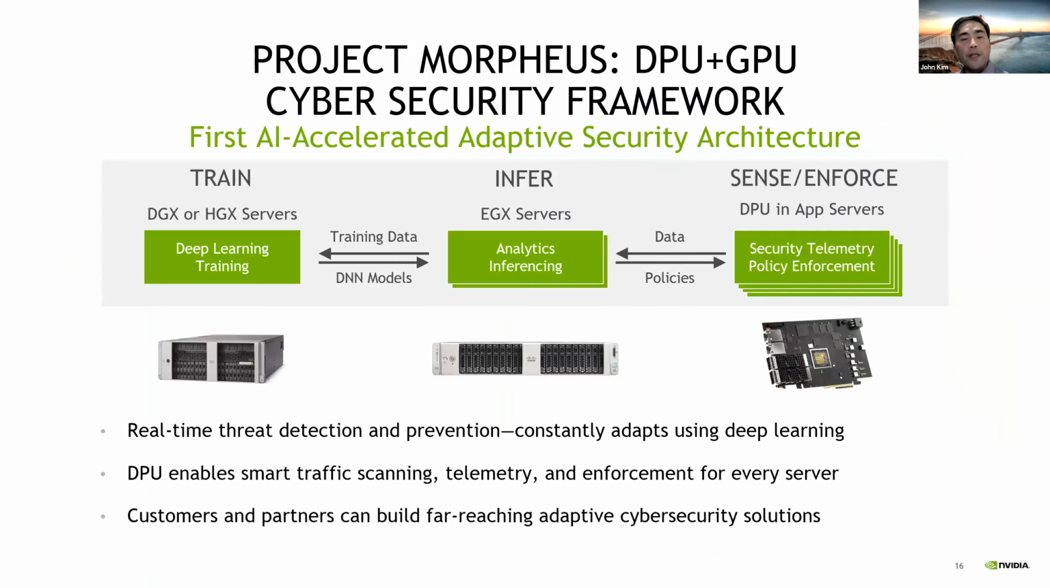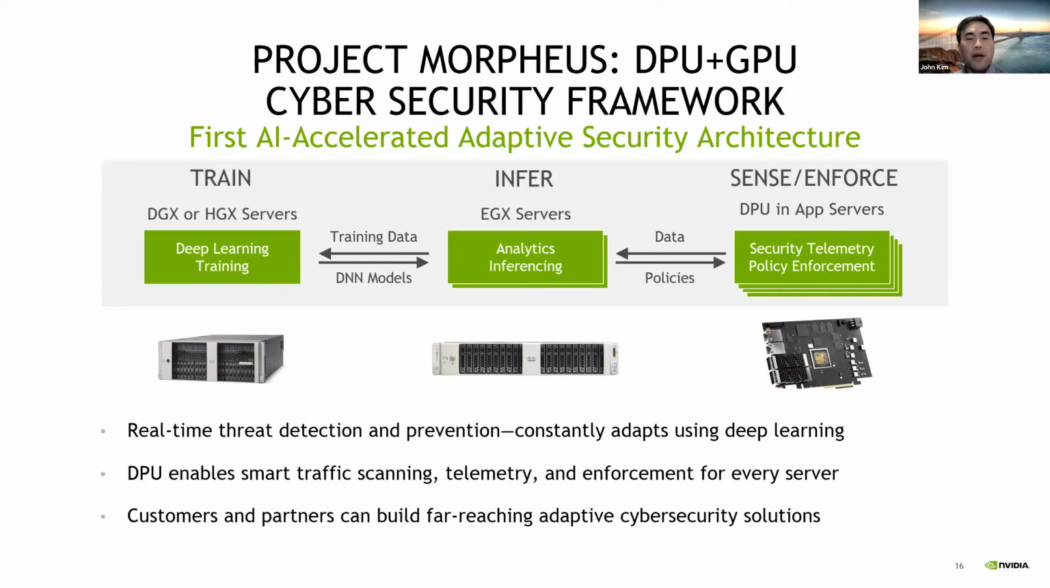And another big announcement from NVIDIA last week was in fact a security development platform called Project Morpheus. And this combines the power of the DPU, Bluefield, with the NVIDIA GPUs. And it allows security vendors to create a solution that is AI accelerated and it can be everywhere with the power of the DPU. So we have the ability to train these applications with DGX or HGX servers for deep learning and train them to recognize new kinds of security threats or train them to understand what is good behavior and what is bad behavior. And we can then do inference out there with EGX servers or other partner servers that are NVIDIA certified.